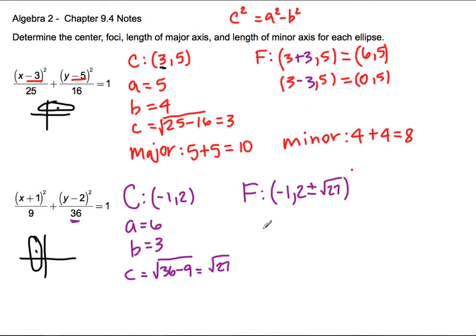My major axis is the axis from the center to the vertex. We count it going up and down from the center. So we get 6 twice, which is 12. And my minor axis goes left and right from the center, and that distance is b. And so when we count b going to the left and b going to the right, we get 6.